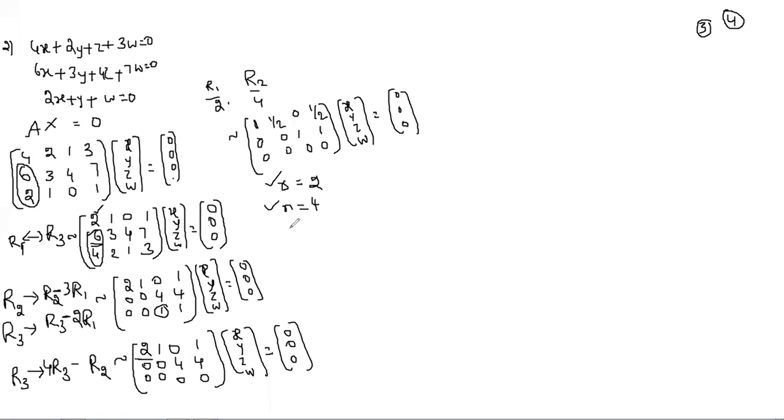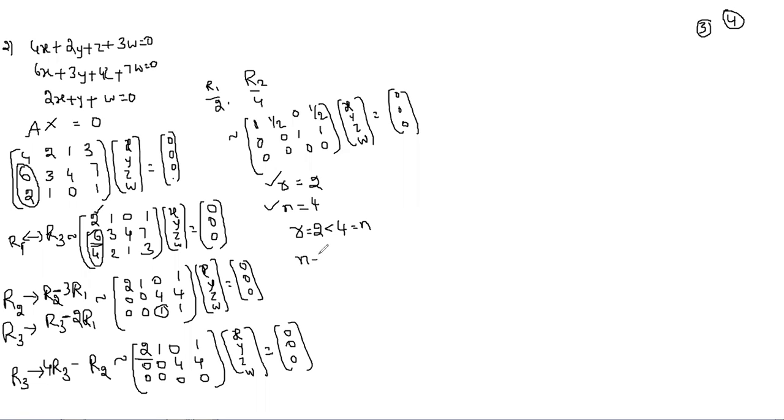So is this equal? No. So it is simply r equal to 2, which is less than 4. So r less than n means obviously we will get a non-trivial solution. It means we have to choose independent solutions.